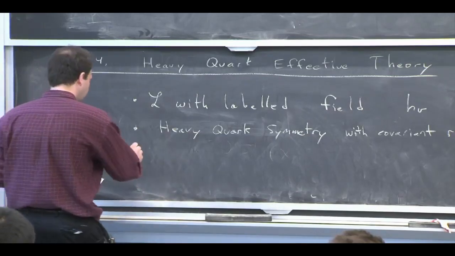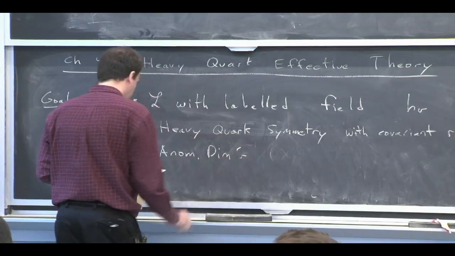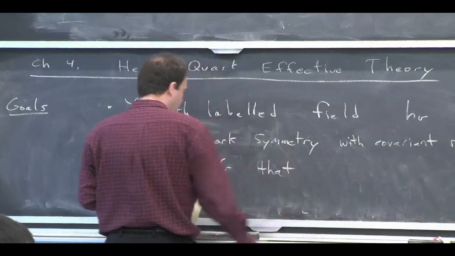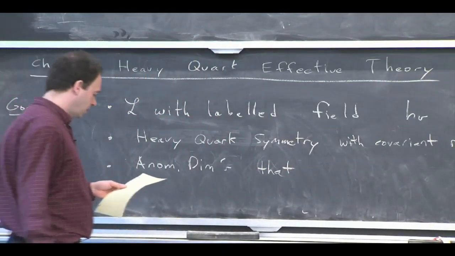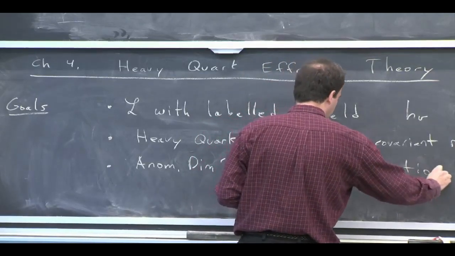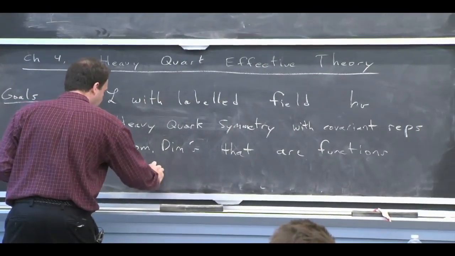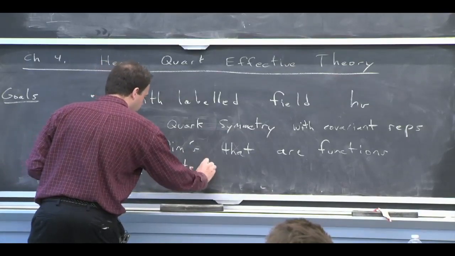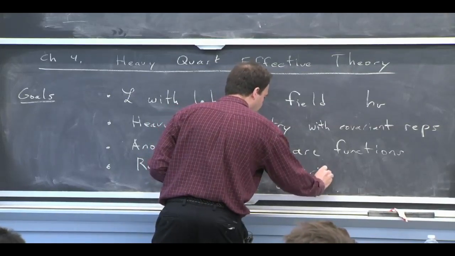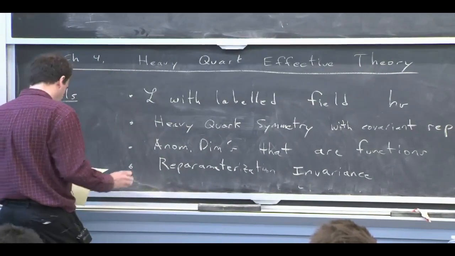So that's one thing we'll do. It's kind of like a spurion analysis, but a little bit more powerful. And finally, anomalous dimensions that are functions. There's something that will show up here, not just numbers. There's something called reparameterization invariance, which you can think of as a kind of symmetry that we'll talk about.